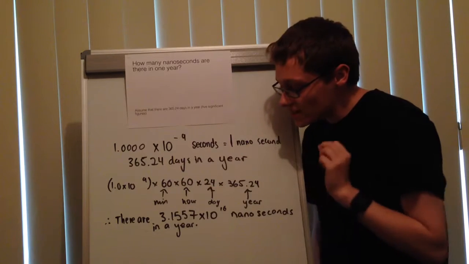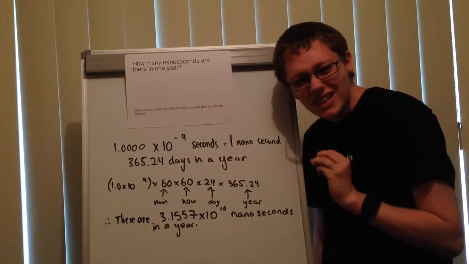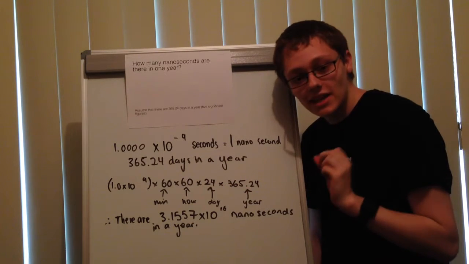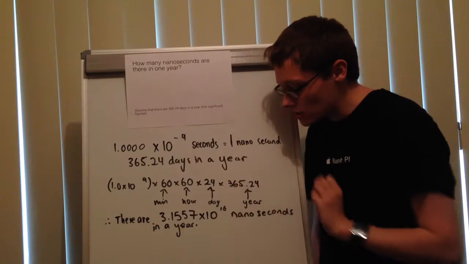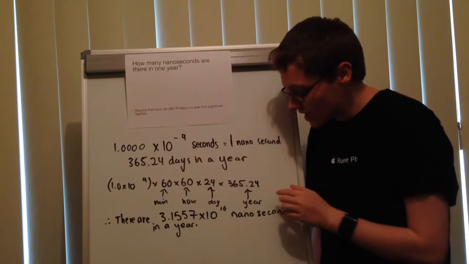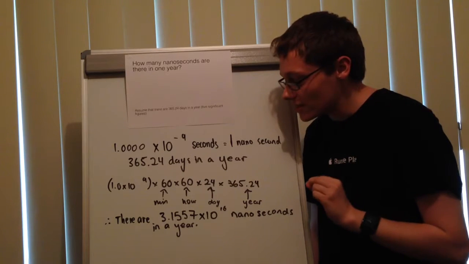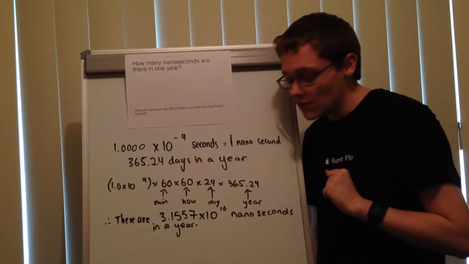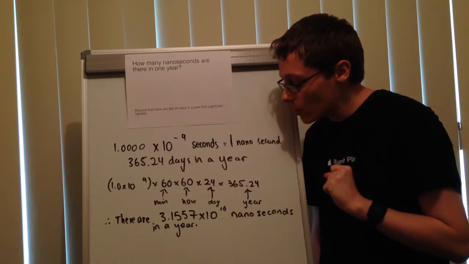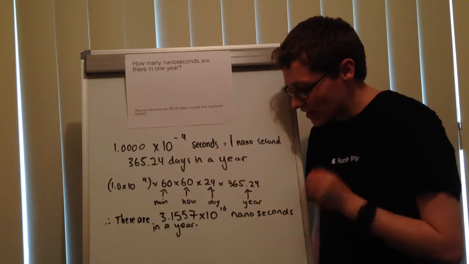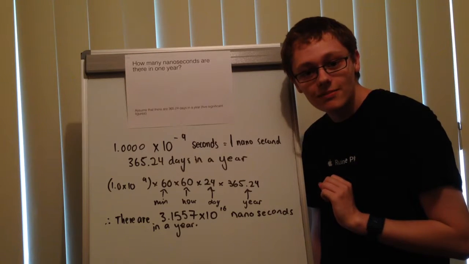And we multiply that by 60 to get how many nanoseconds there are in a minute. Multiply this by 60 again to get how many nanoseconds there are per hour. Times by 24 to get how many are in a day. Times by 365.24 to get how many are in a year. And hence, to 5 significant figures, there are 3.1557 times 10 to the 16 nanoseconds in a year.